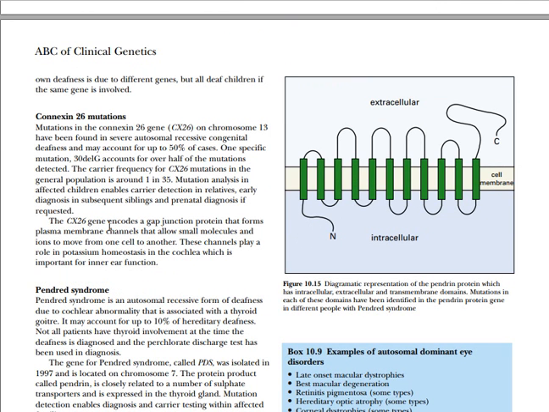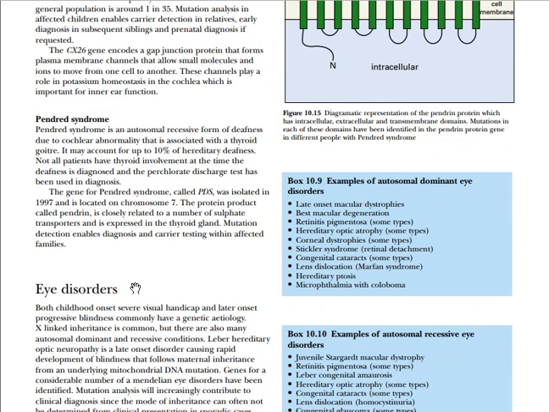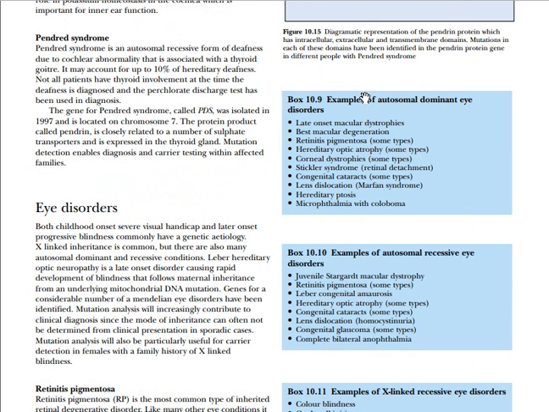The connexin 26 gene encodes a gap junction protein that forms a plasma membrane channel that allows small molecules and ions to flow at the cell border. So this is an example of a diagrammatic representation of the pendrin protein, which is found in Pendred syndrome. We have to speak about that now. Pendred syndrome is an autosomal recessive form of deafness that is due to cochlear abnormality associated with thyroid goiter. Is it clear? The gene for Pendred syndrome is the PDS gene, and was isolated in 1997 on chromosome 7. So that is Pendred syndrome with the pendrin protein, which is located here.